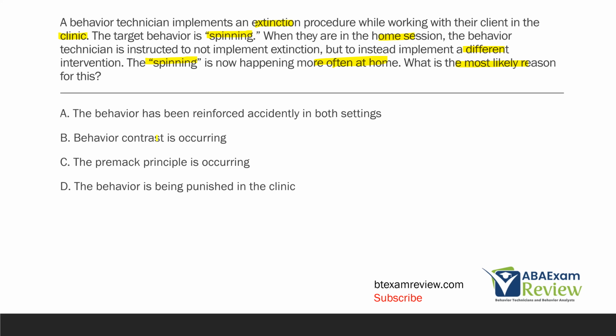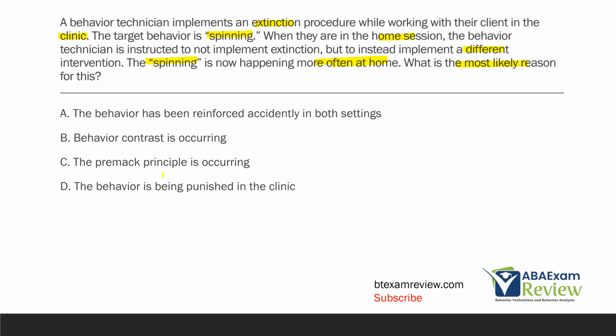Now, what is behavior contrast? Well, behavior contrast is when the behavior changes in one setting and then goes the opposite way in another. And the reason that usually occurs is the intervention is different in one setting than the other. That's exactly what's happening here. We're using extinction in the clinic, something else in the home. As a result, the behavior is changing in different ways, and the spinning is now happening more often at home.